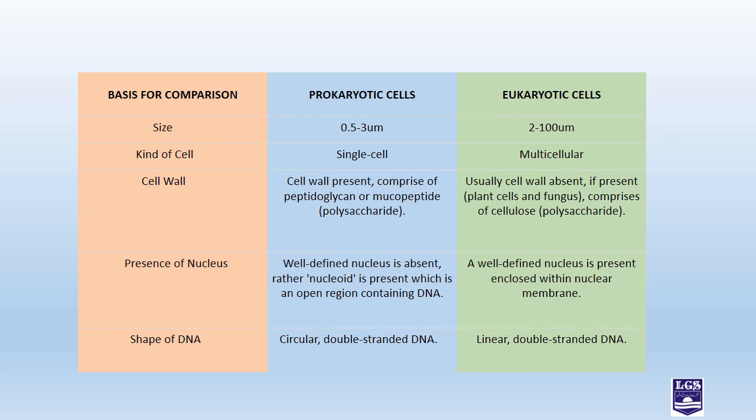So what is the shape of DNA in a prokaryotic cell? Circular double-stranded DNA is present in a prokaryotic cell, and linear double-stranded DNA is present in the eukaryotic cell. You are aware of DNA. DNA stands for deoxyribonucleic acid. Just remember this.